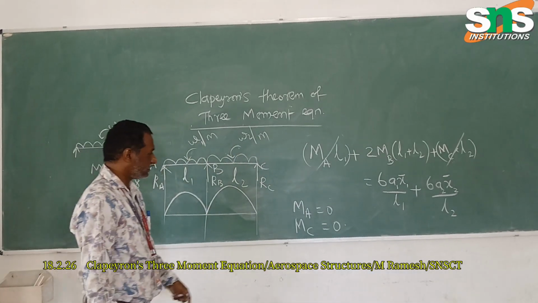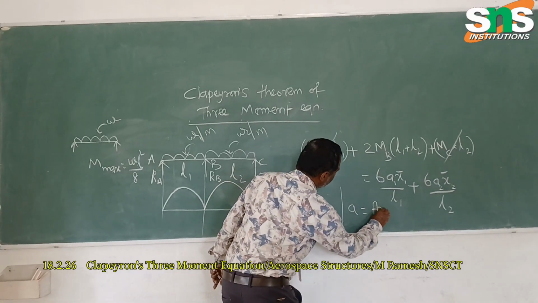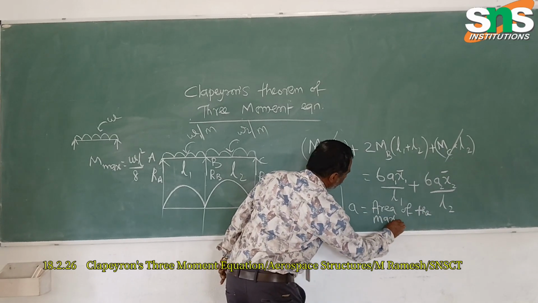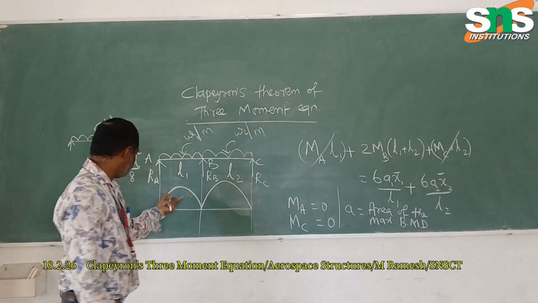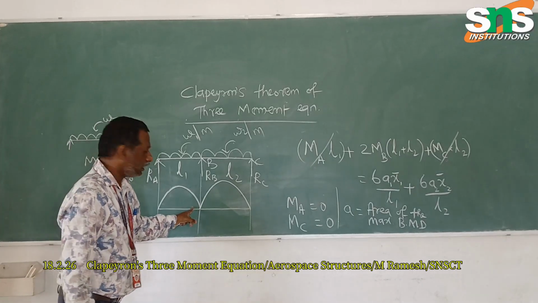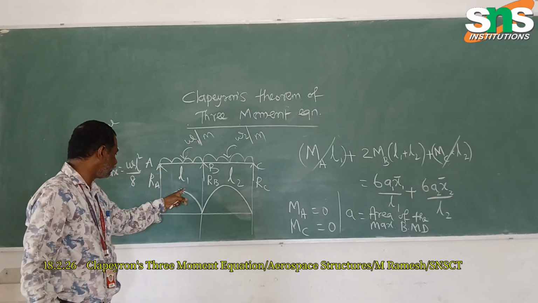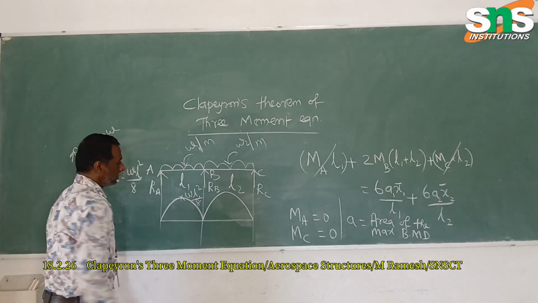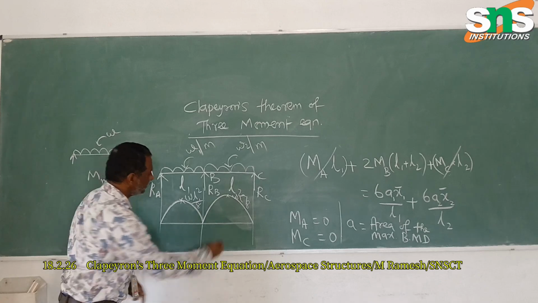This A refers to the area of the maximum bending moment diagram, BM. Here in the region AB, the bending moment diagram has been drawn. The maximum bending moment here, I told you, is W L square by 8. It is W1 L1 square by 8. That is the value. Here also the same thing, W L square by 8.